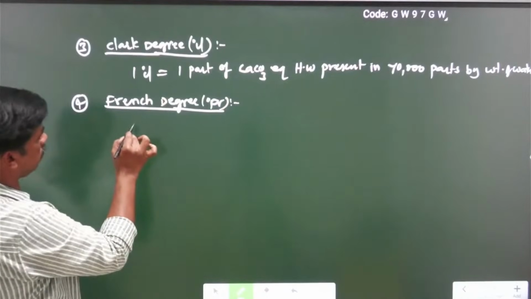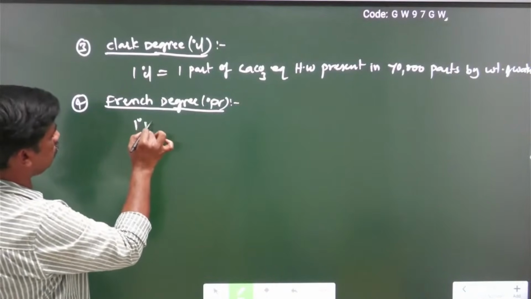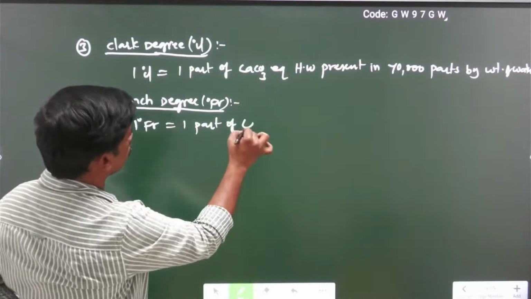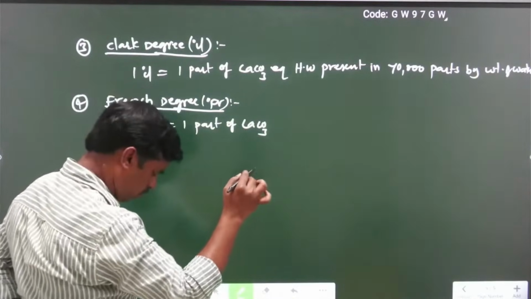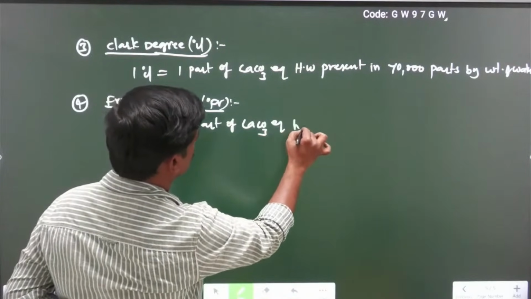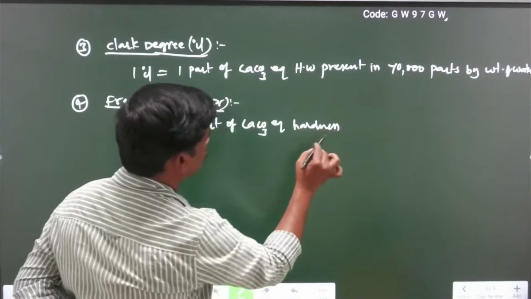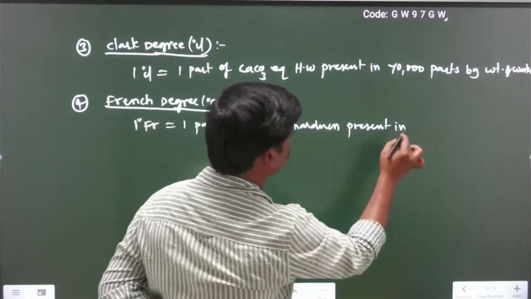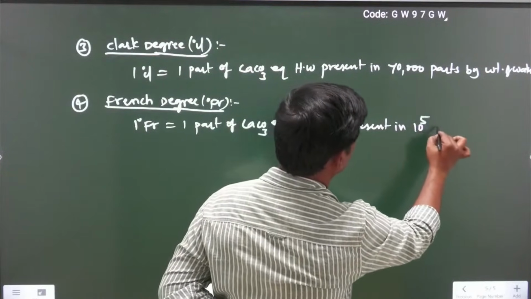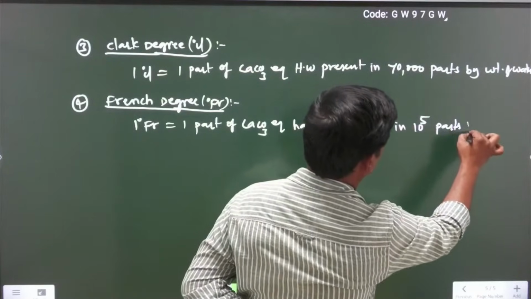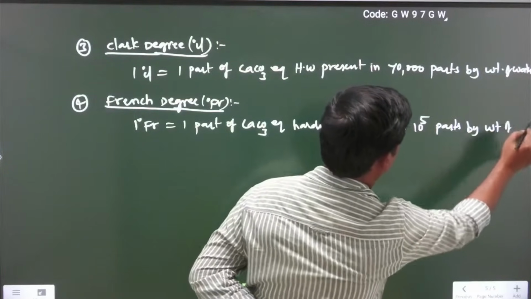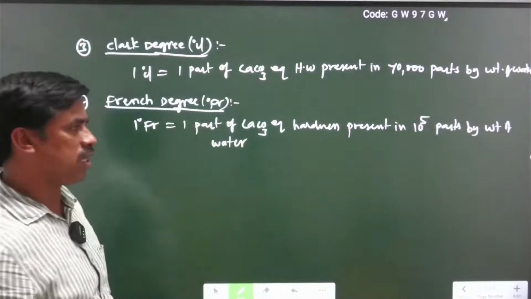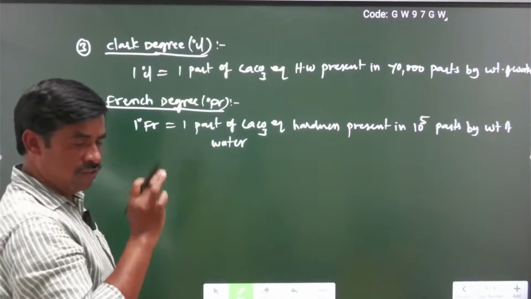Here is the French degree definition: 1 degree French is equal to 1 part of CaCO3 equivalent hardness present in 10 to the power of 5 parts by weight of water. It is said to be one French degree.